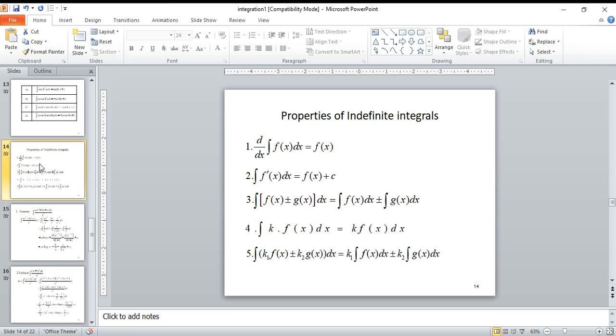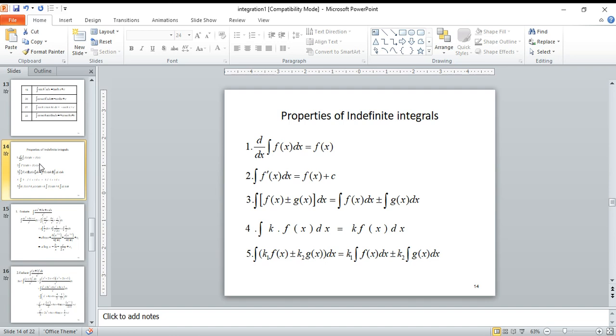Properties of indefinite integrals. d by dx of integration f of x dx equals f of x, because d by dx and integration are opposite or reverse. Integration is the reverse process of derivative. Derivative d by dx and integration cancel. Therefore, the result is just f of x.